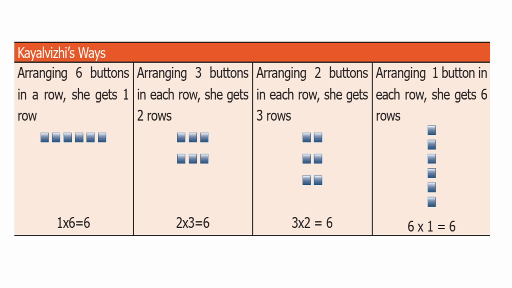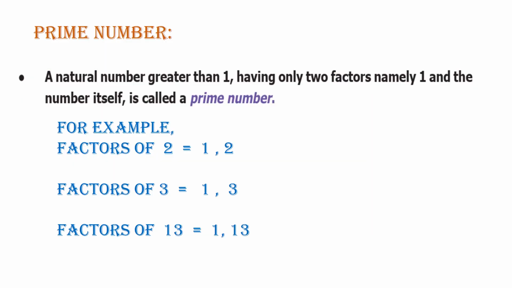Every number has the factor 1 and the number itself. The number itself is a factor of every number. So 5 has factors 1 and the number itself, that is 5. So these kinds of numbers are called prime numbers. A natural number greater than 1 having only 2 factors, namely 1 and the number itself, is called a prime number.